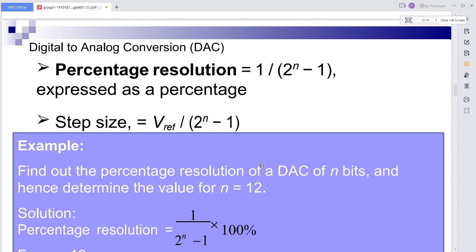Just now we have studied what resolution is: the rate of change in the output voltage with respect to the LSB variation. That is called resolution.